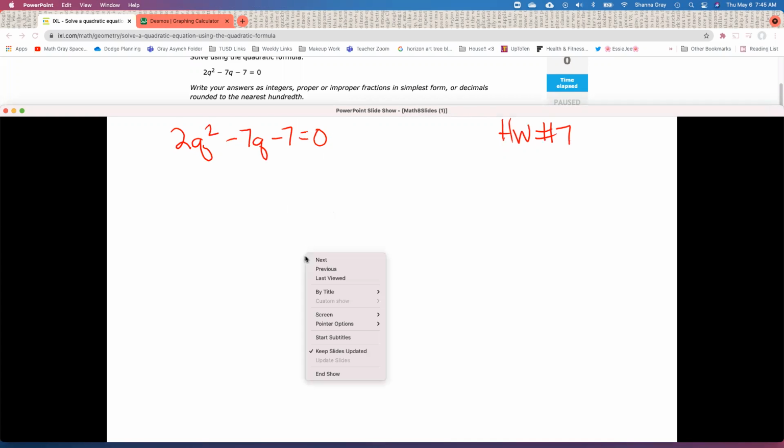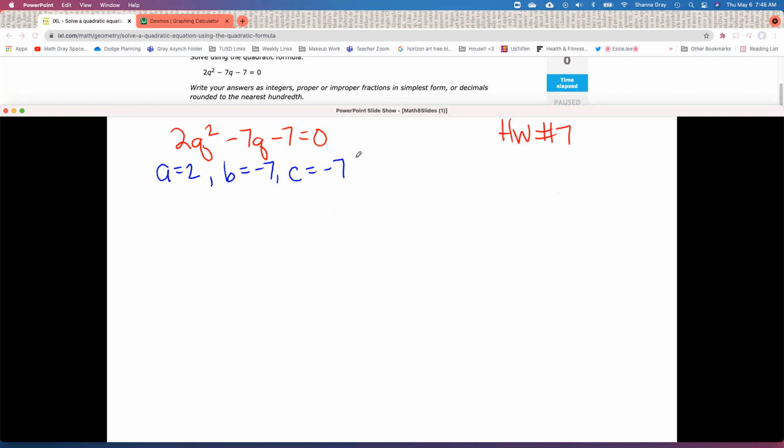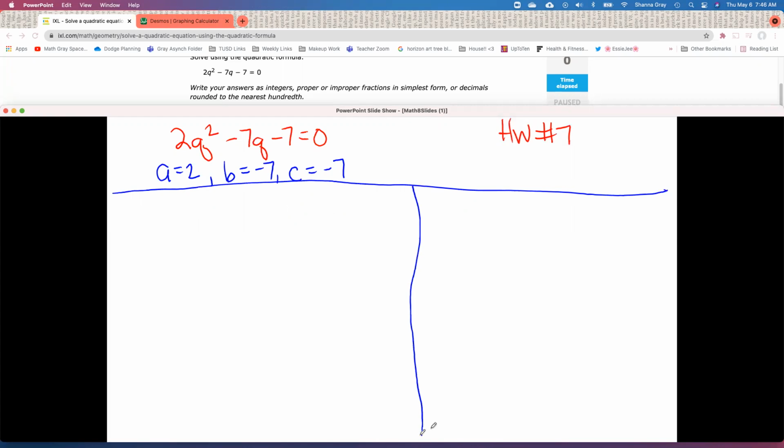And so then if I go through and I figure out what a, b, and c are, then I can say that a equals positive 2, b equals negative 7, and c also equals negative 7. All right, so 2 different ways to handle this situation. There's two different things I'm asking you to be able to do this week.